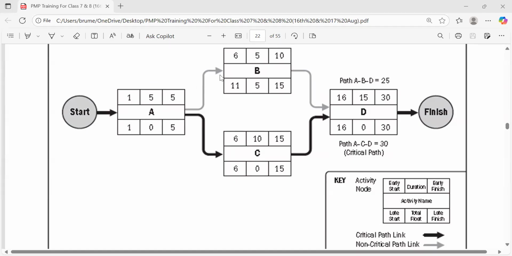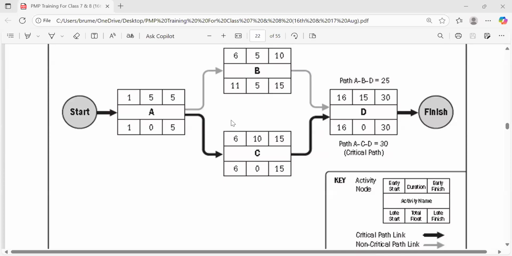When we look at the longest duration, let's go by the longest duration to establish the critical part. It's already showing in the key that the critical part has the thick line. We will confirm if they are right or not. And the faint arrow is the non-critical part because we have only 2 paths here.